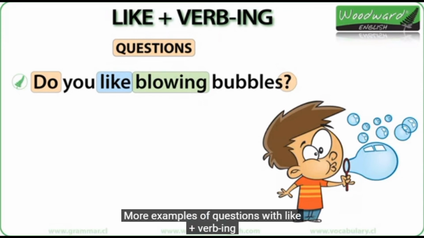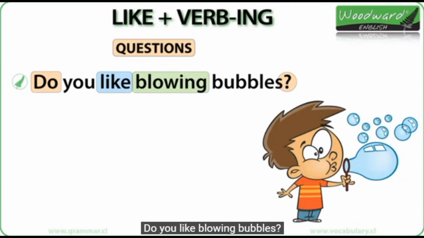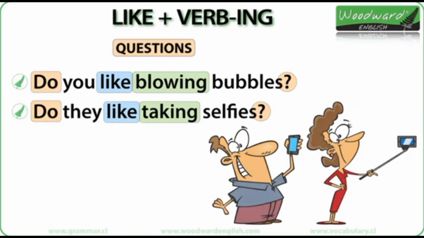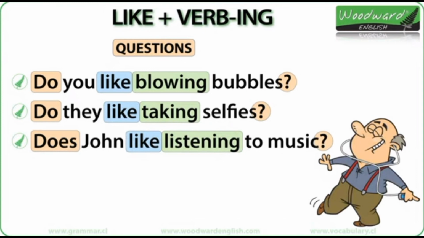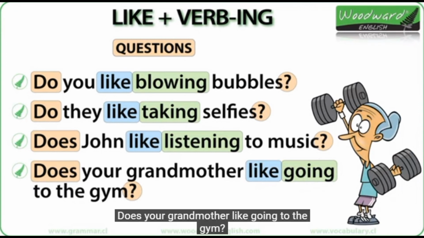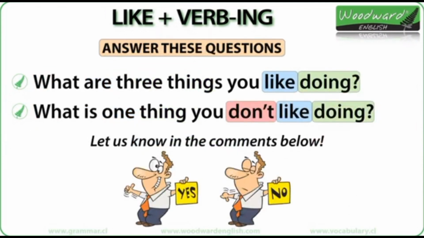More examples of questions with like plus verb in the ing. Do you like blowing bubbles? Do they like taking selfies? Does John like listening to music? Does your grandmother like going to the gym? Answer these questions now. What are 3 things you like doing? And what is 1 thing you don't like doing? Let us know in the comments below.